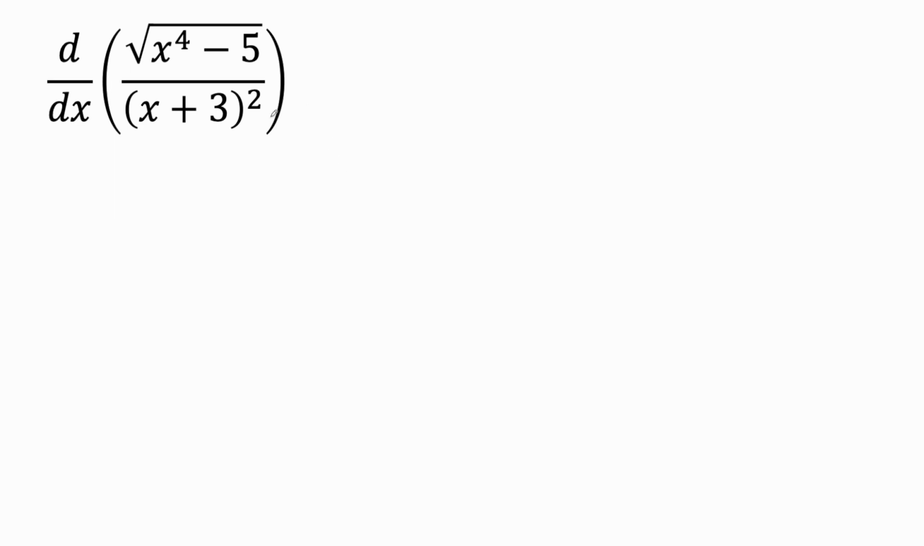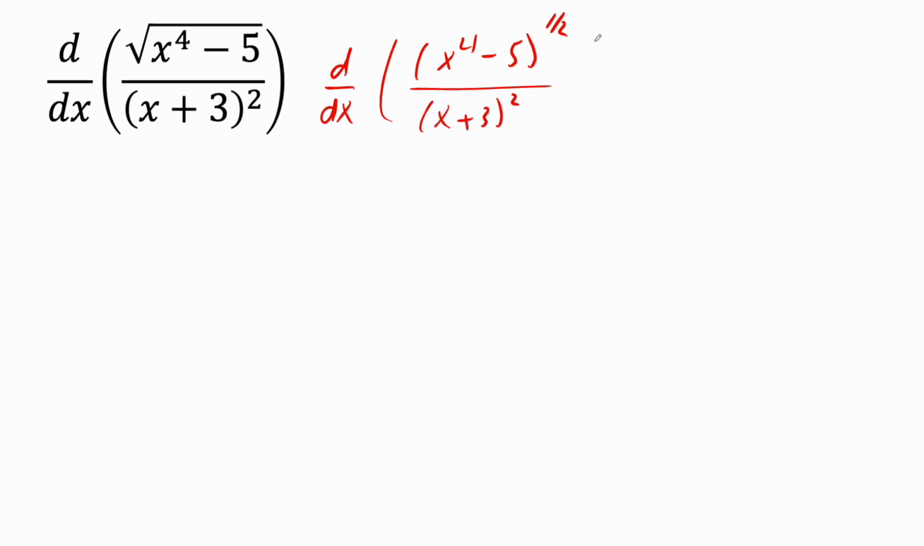Okay, in this video, we're going to solve this problem right here, and so let's begin. First, what I recommend doing is rewriting what we have. So instead of having the square root symbol, I can say we have (x^4 - 5) raised to 1/2, divided by our denominator, which is (x + 3) squared. Now in this form, we can go ahead and use the quotient rule.